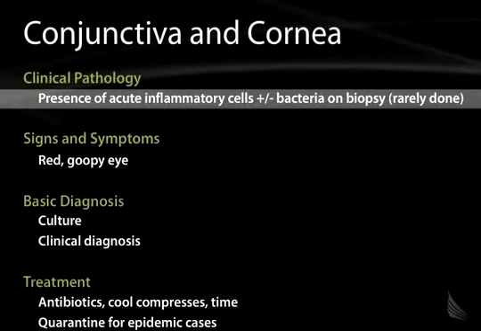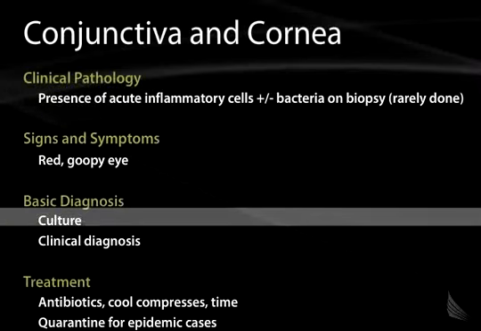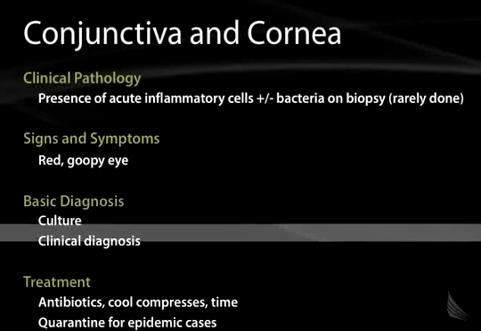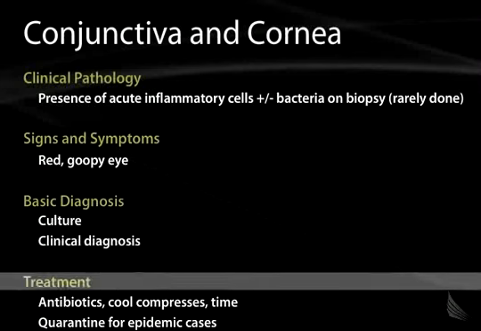Clinical pathology is the presence of acute inflammatory cells plus or minus bacteria on biopsies. We rarely do biopsies because most of this is transient and will go away all by itself. Signs and symptoms are a red goopy eye. The basic diagnosis is done by culture if you need to, but often it's a clinical diagnosis. Whether or not you decide it's bacterial or viral is kind of beyond the scope of this lecture.